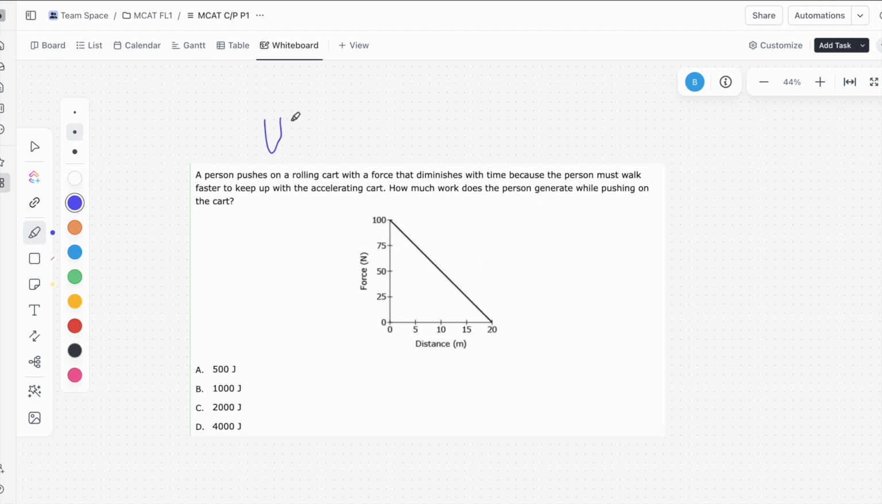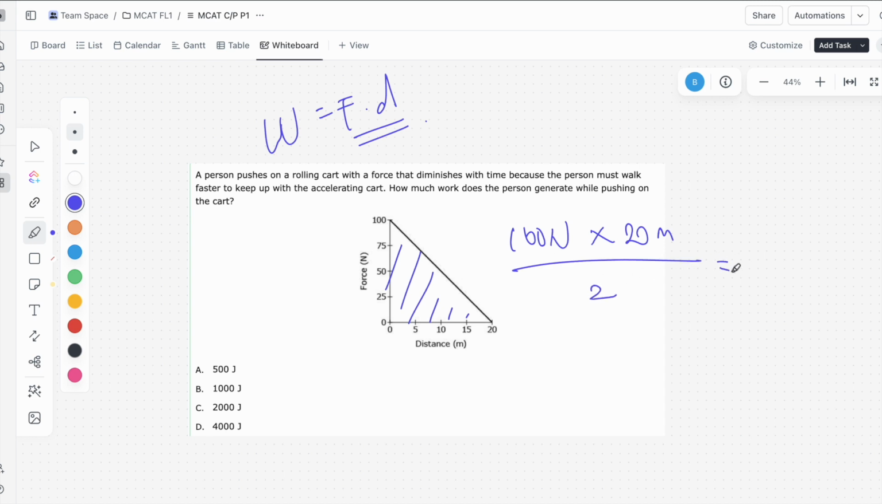So guys, remember work is equal to force times distance, simply speaking. And in a graph situation like this, that means you just find the area under the curve. Since this is a triangle, force gets up to 100 newtons. You multiply that by 20 meters, and because it's a triangle, you've got to divide that by 2. And you see that it's going to be 1,000 newton meters, which is the same as 1,000 joules, making B the correct answer.